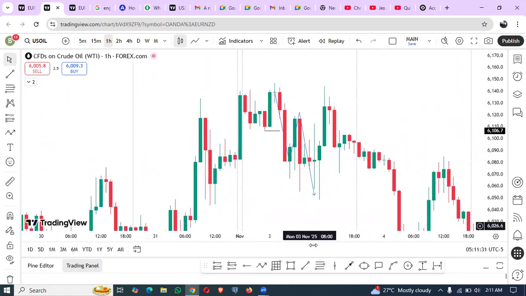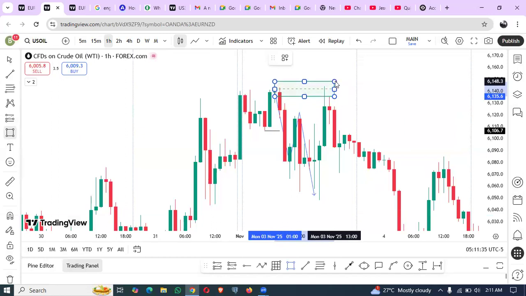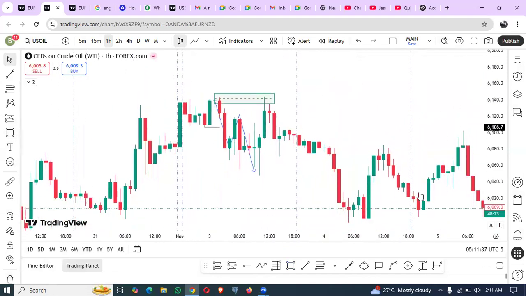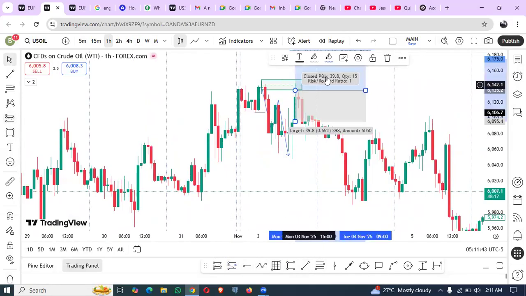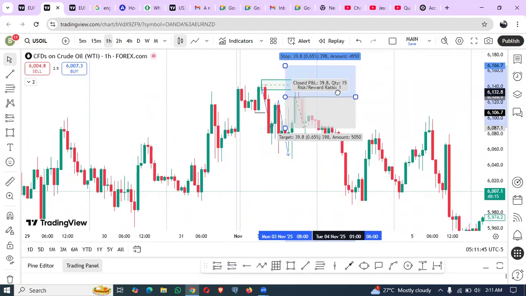A dragonfly doji. You mark it and extend to the future. That's it. Then you place your short position there.